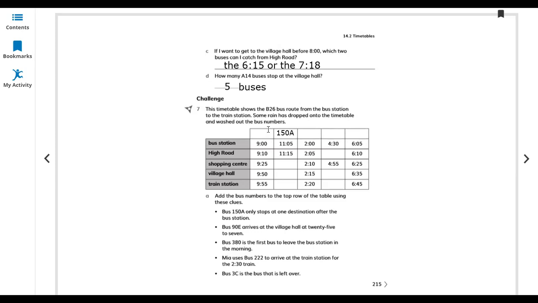Excuse me. After this, bus 90E arrives at the village hall at 25 to 7. 25 to 7 means 25 minutes remaining to 7 o'clock. So it means this is 6:35. This one. So this is the bus number. The bus is 90E.